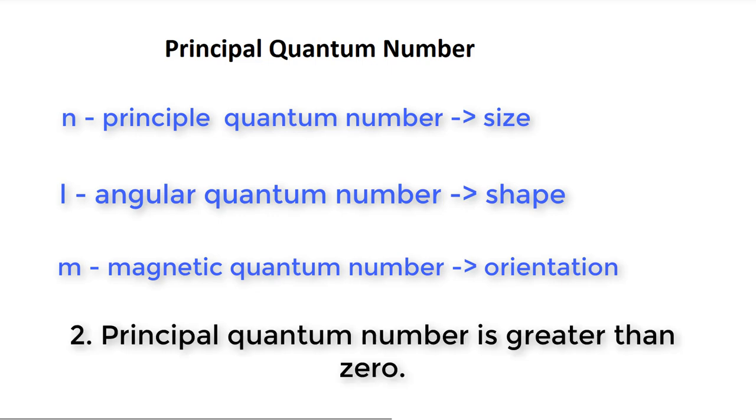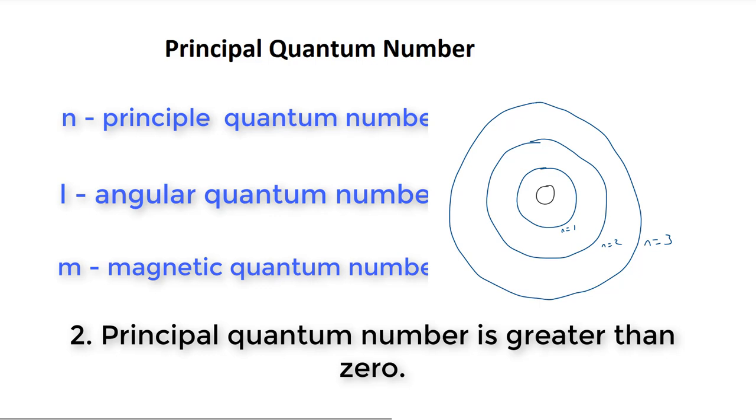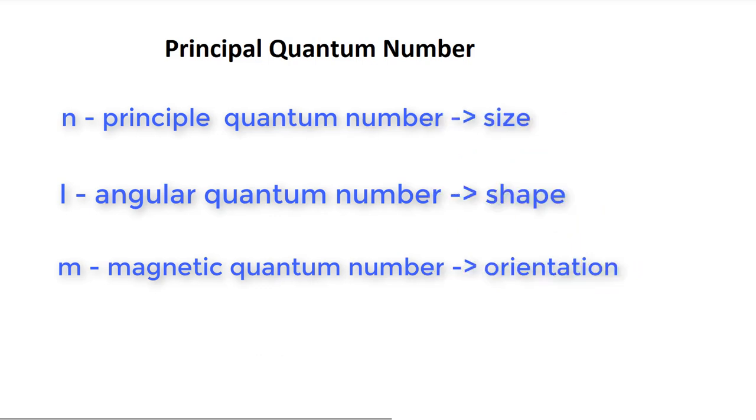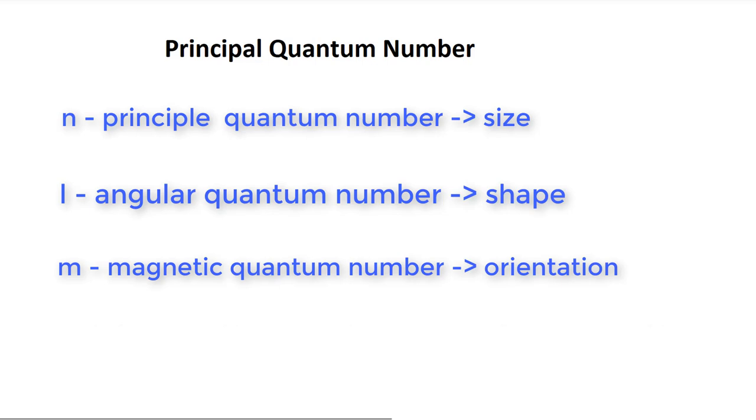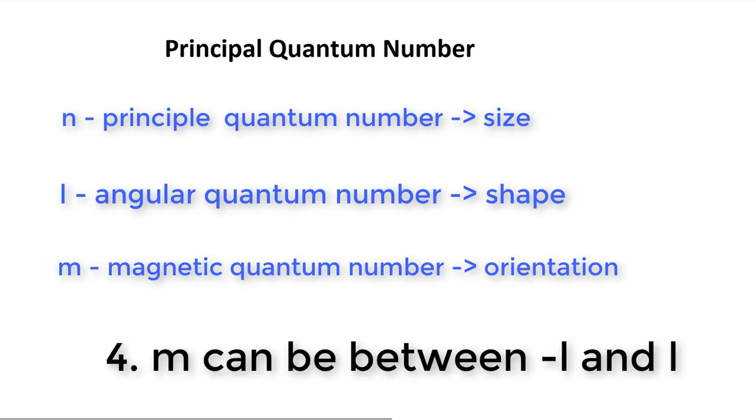This is of course the basis of quantization. Also, as we already know, the principal quantum number cannot be 0. For example, as I have here, the first shell is n equal to 1. The angular quantum number L is any integer between 0 and n minus 1. Therefore, for example, if n is equal to 4, L can be any value of 0, 1, 2, or 3. Finally, the magnetic quantum number m is any integer between L and minus L. Therefore, if L is, for example, 3, m can be minus 3, minus 2, minus 1, 0, 1, 2, or 3.